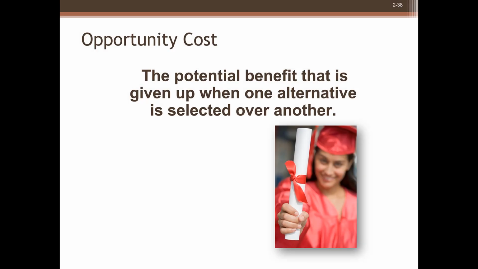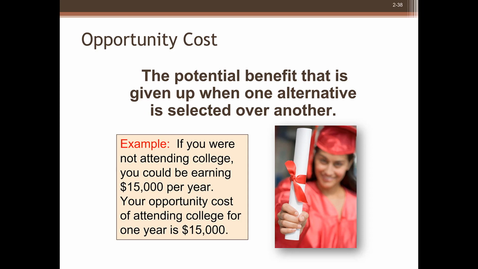Opportunity cost. The opportunity cost is a potential benefit which is given up when one alternative is selected over another. For example, if you are not attending college, you could be earning $15,000 per year. Your opportunity cost of attending college for 1 year is $15,000.